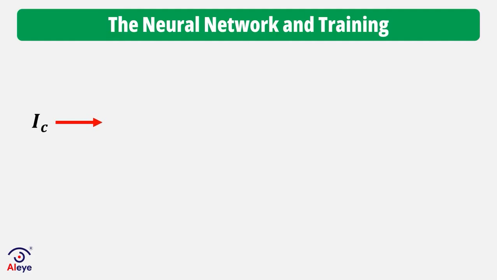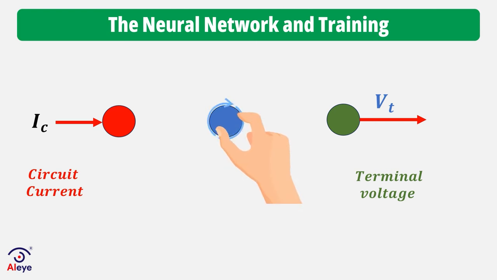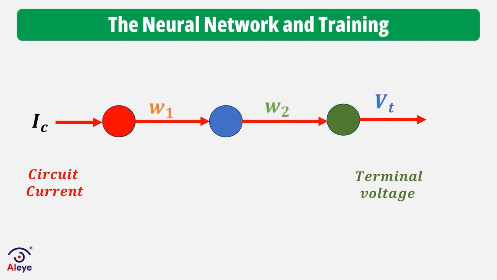Circuit current is the input to the neural network. Hence we need only one neuron in the input layer. Terminal voltage is the output of the neural network. Hence we only need one neuron in the output layer. We only require just one neuron, also in the hidden layer, to realize our linear regression task. W1 and W2 are the connecting weights. B is the bias.